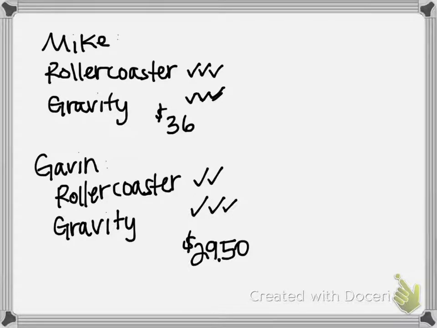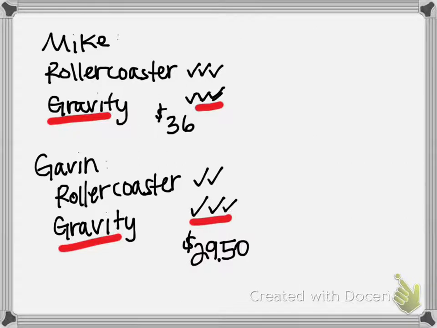All right, so as we look at number 7, we've got Gavin and Mike at the amusement park, and they've got these tickets that show that they've ridden certain rides and paid a certain amount, and we are trying to figure out how much each ride was for one ride.